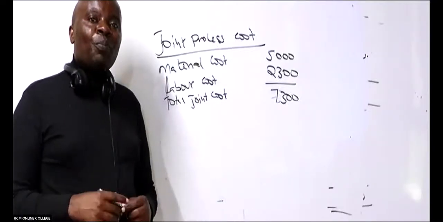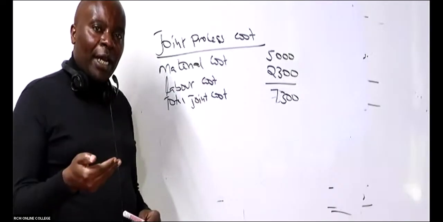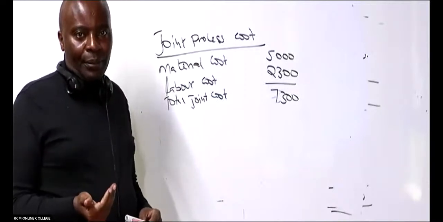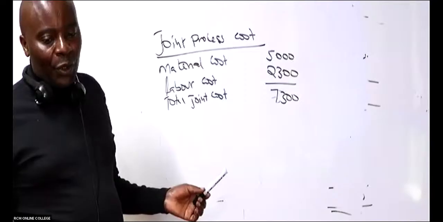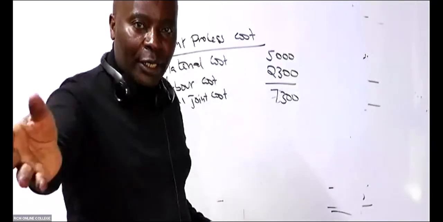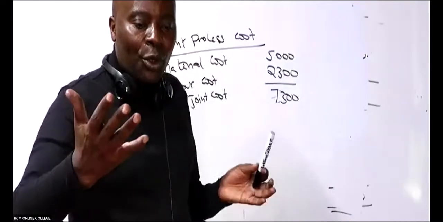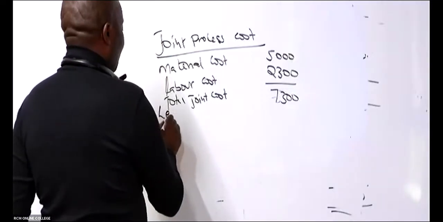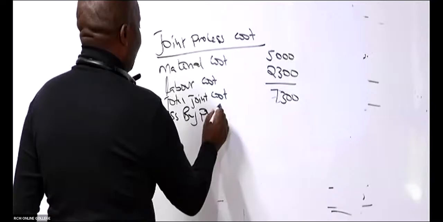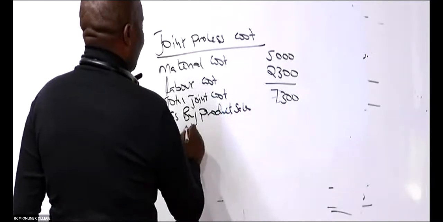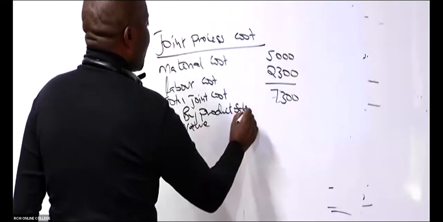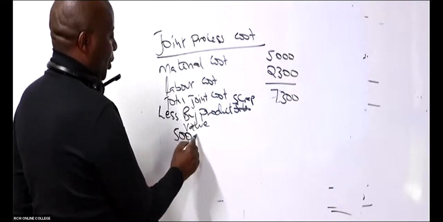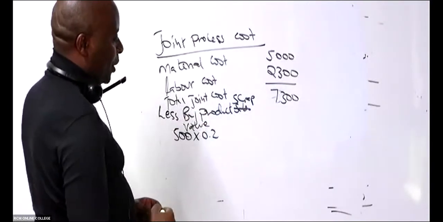But in the process of making our joint main products, we incidentally got a byproduct. For byproducts, the rule is very easy. Byproducts, you shall always sell them. Like the sawdust, you sell it and then you use it to redeem your cost, to reduce your cost. So less byproduct sales value. Call it scrap value. So remember the byproducts, they were 500 units and each is supposed to be scrapped at 0.2.